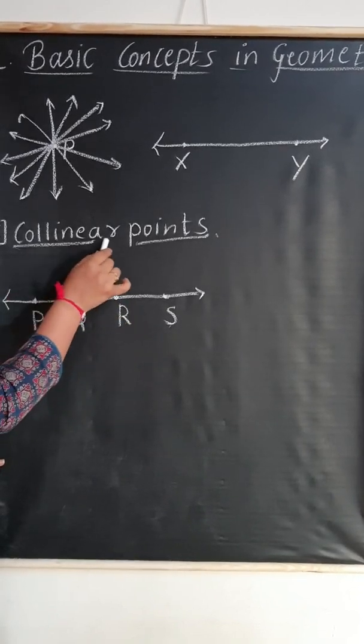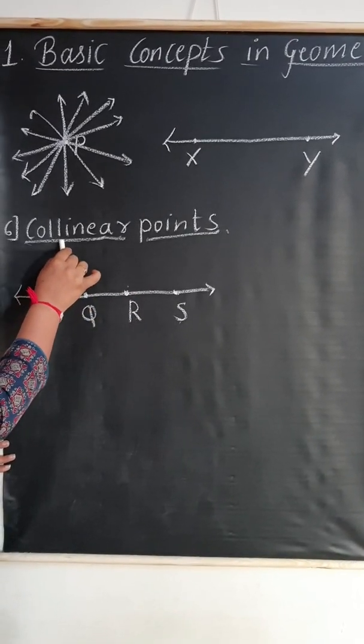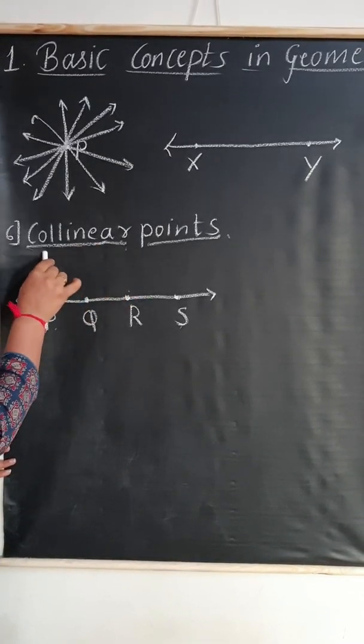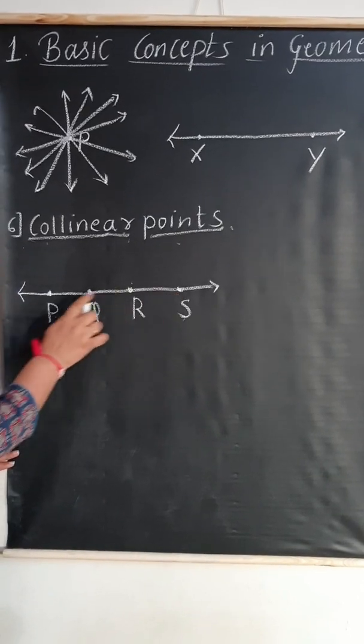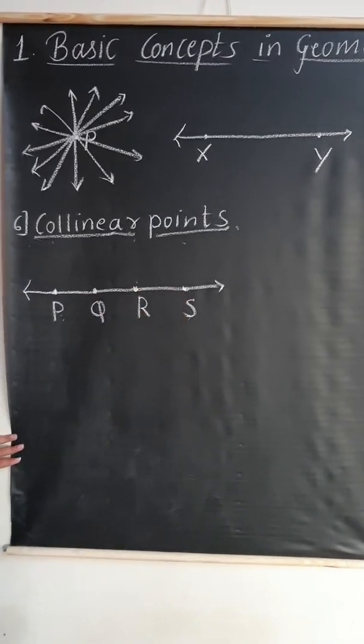The meaning of linear is lying on a straight line. Linear means lying on a straight line, and collinear points means the points which lie on a straight line or on the same line are called collinear points.